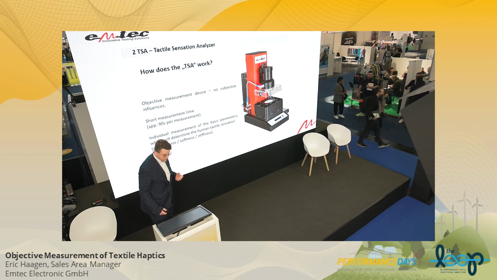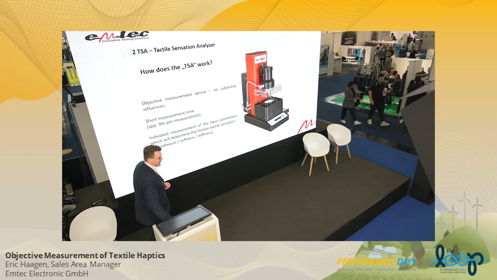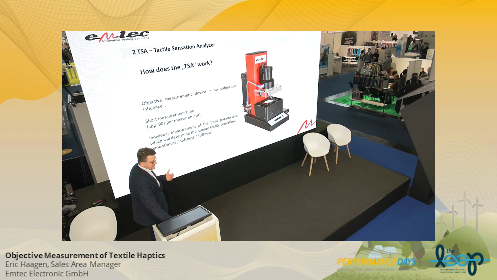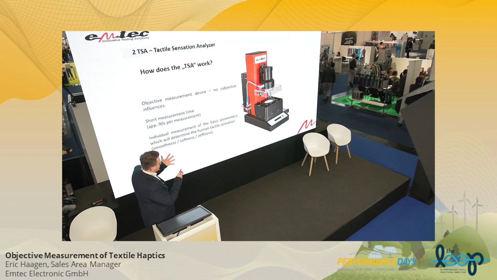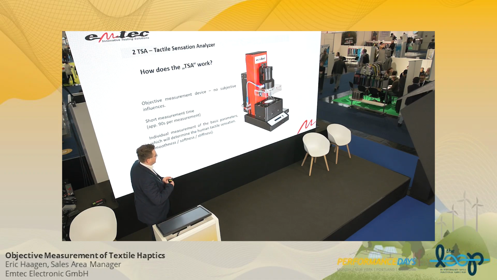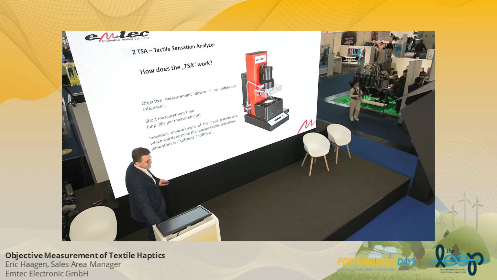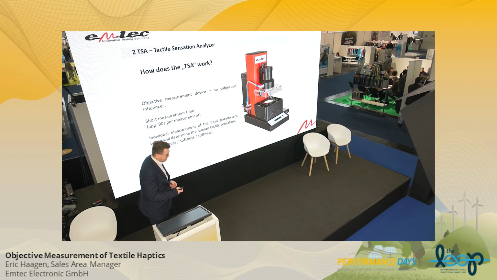And what are we doing now with our TSA? Now we are coming to the interesting part of today. We measure all these parameters: smoothness, softness, stiffness, elasticity, plasticity, in one measurement device, in one measurement cycle, which is approximately 90 seconds per measurement. It's also quite fast. And due to the fact that it's a machine, we have no subjective influences. We do have objective measured values.